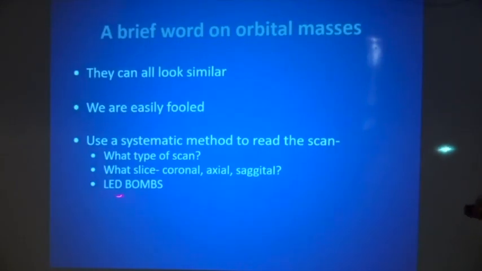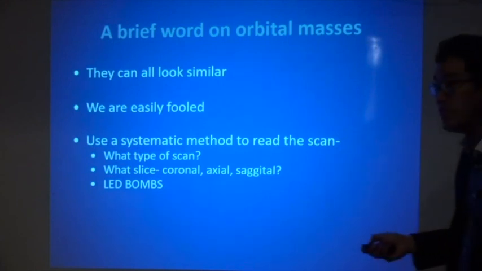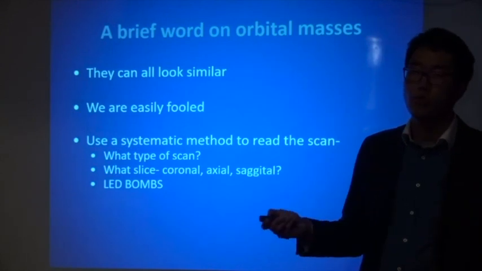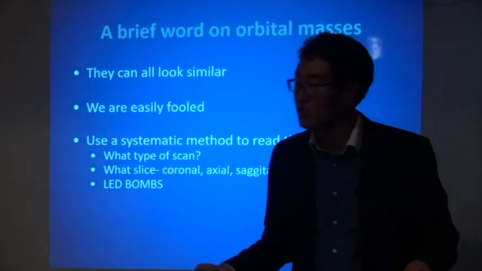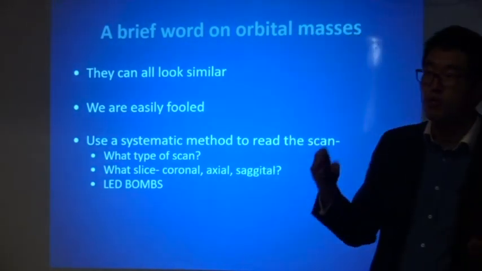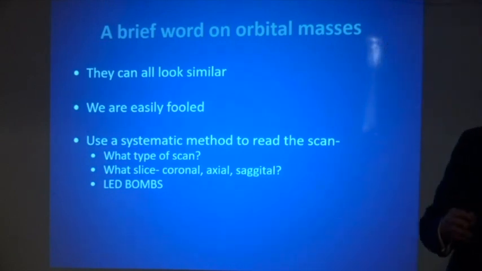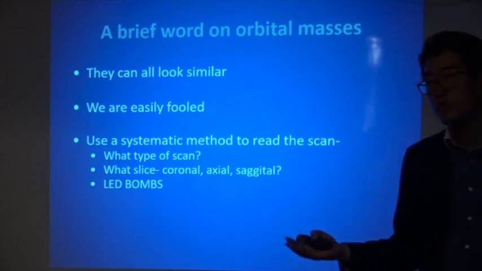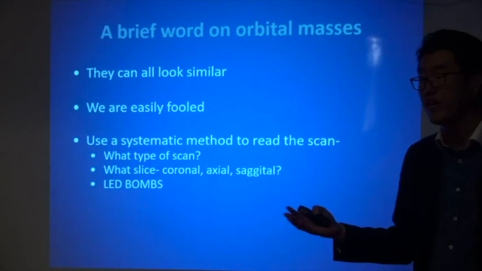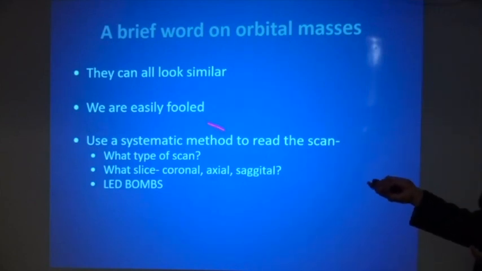So I want to go through each of the systematic approaches right now. I will go through the audience and we will ask you just a word on orbital masses. They all look very similar. I've been doing this now for 15 years, and in 15 years, so often, I think it's one thing. I go into the orbit, I pull out the tumor, something else. This happens all the time. So just because you have a differential diagnosis and it's very narrow and you say, it is this, you are often wrong. So approach every surgery with humility, that you may not know the right answer even before you go in. So the number one point is we are easily fooled.